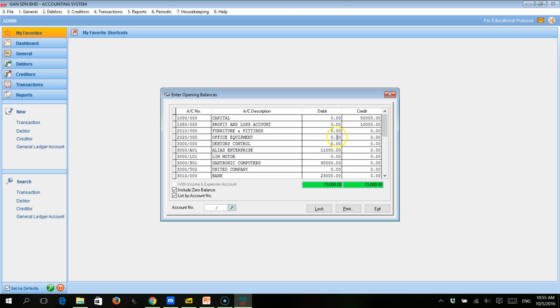Just let me remind you that we do not enter the debtors control account and the creditors control account, because the balance for those accounts actually comes from the subsidiary ledgers. Okay, so this is how we enter opening balances.